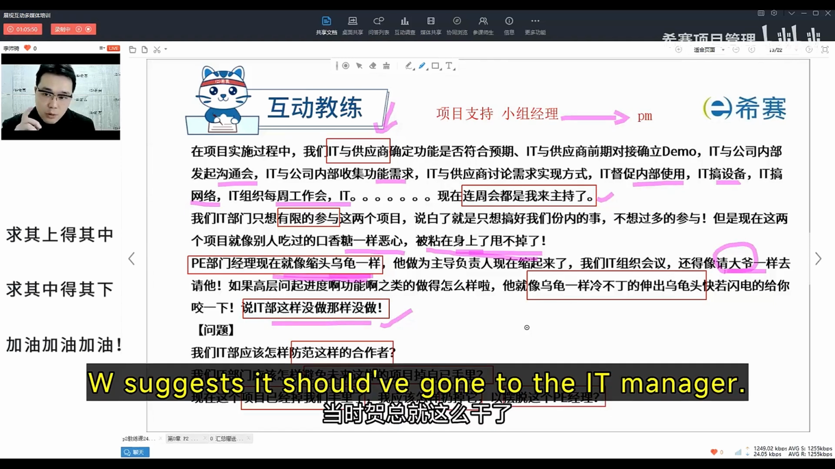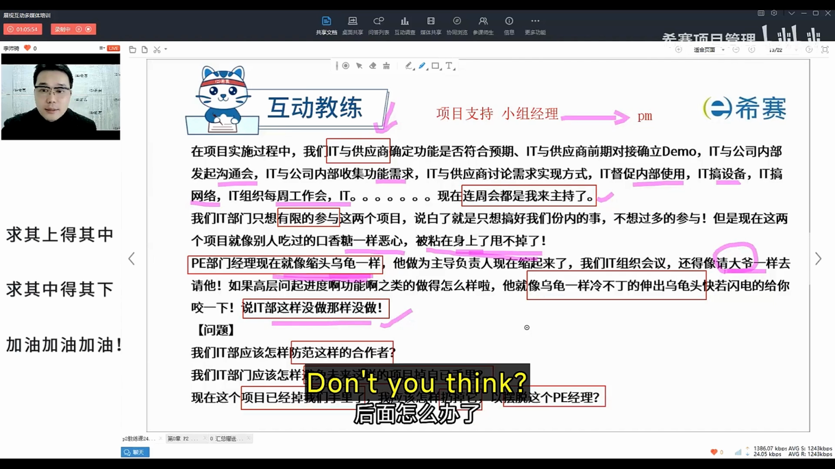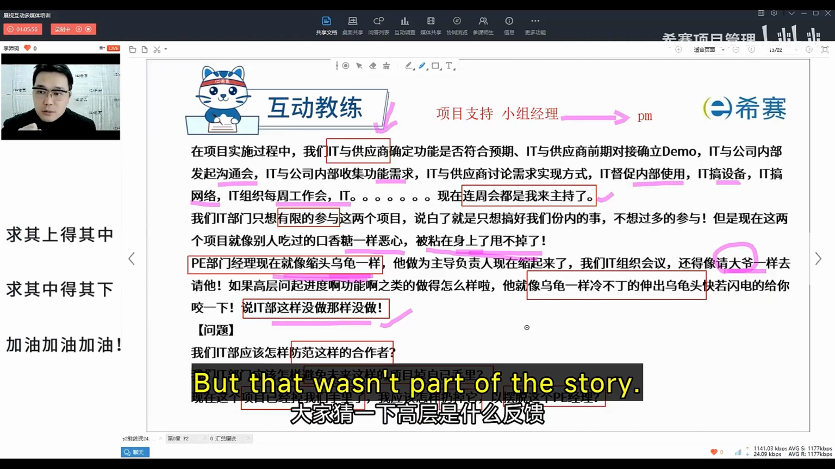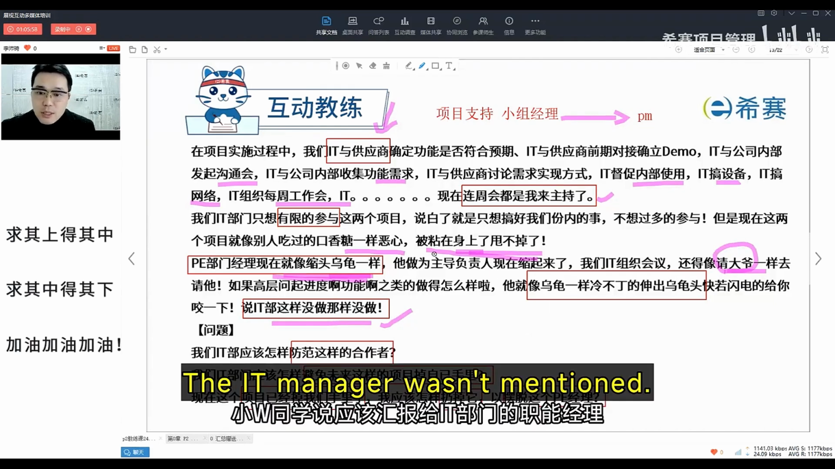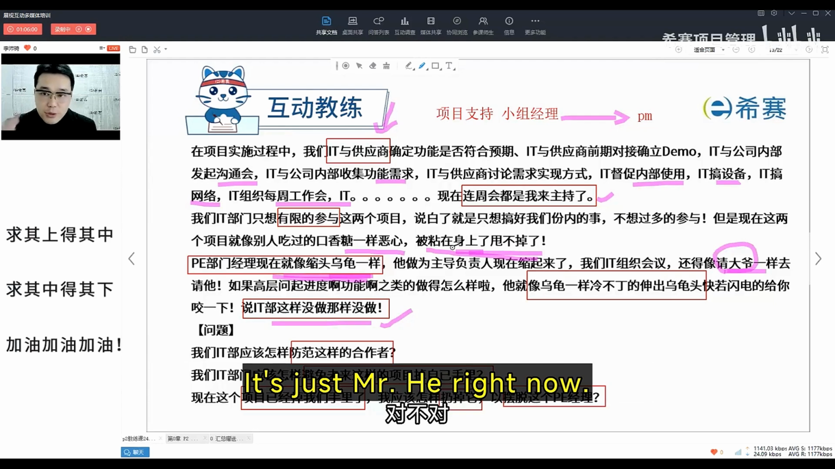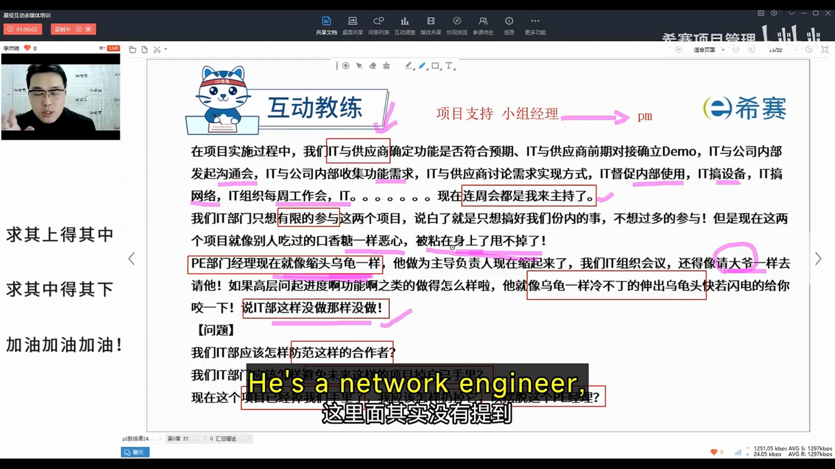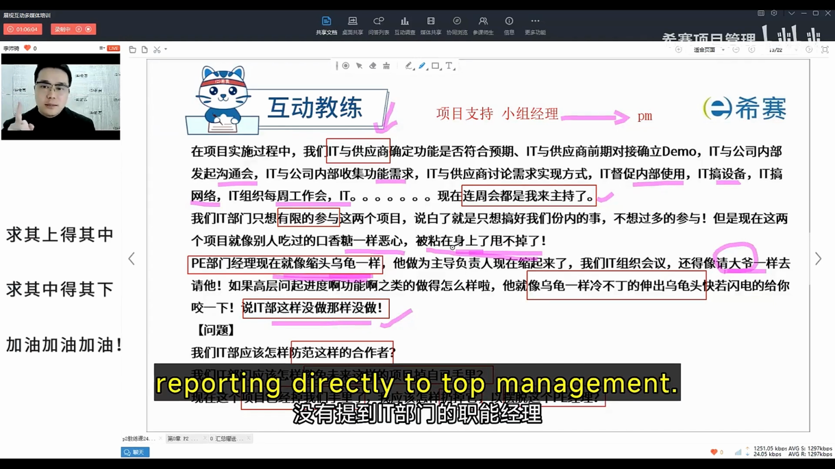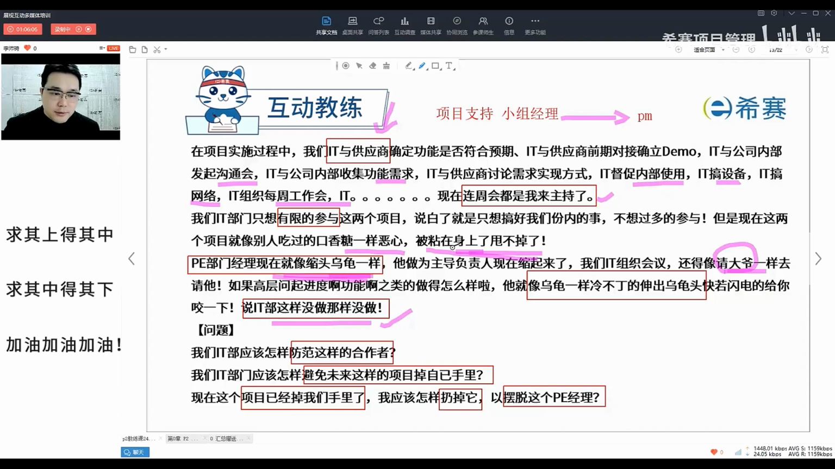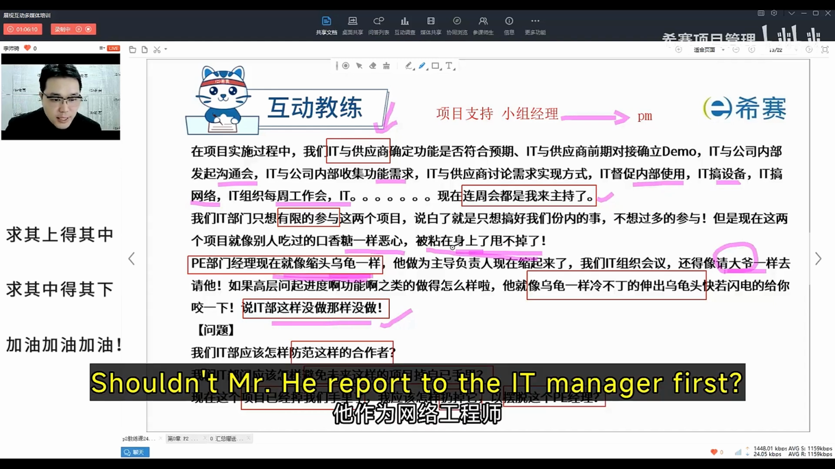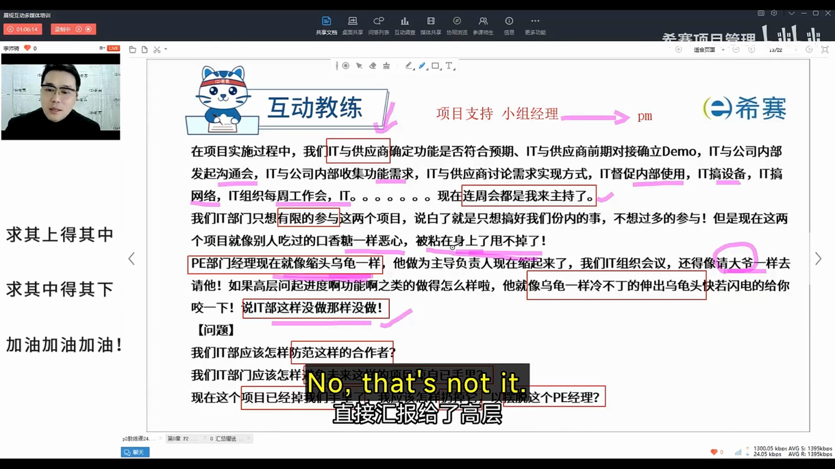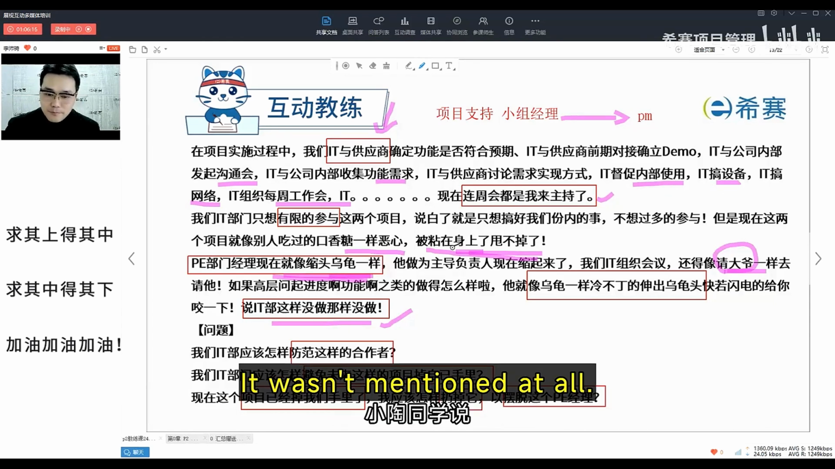W suggests it should have gone to the IT manager. Don't you think? But that wasn't part of the story. The IT manager wasn't mentioned. It's just Mr. He right now. He's a network engineer, reporting directly to top management. Shouldn't Mr. He report to the IT manager first? No, that's not it. It wasn't mentioned at all.